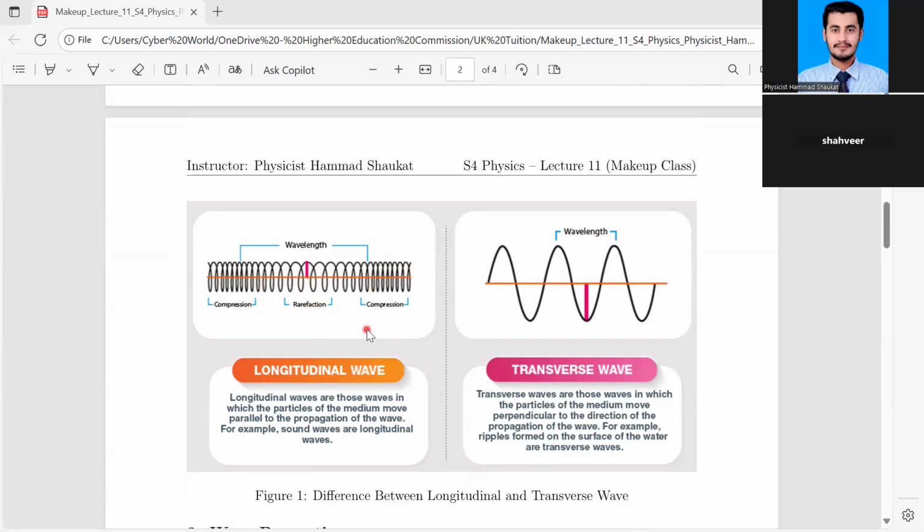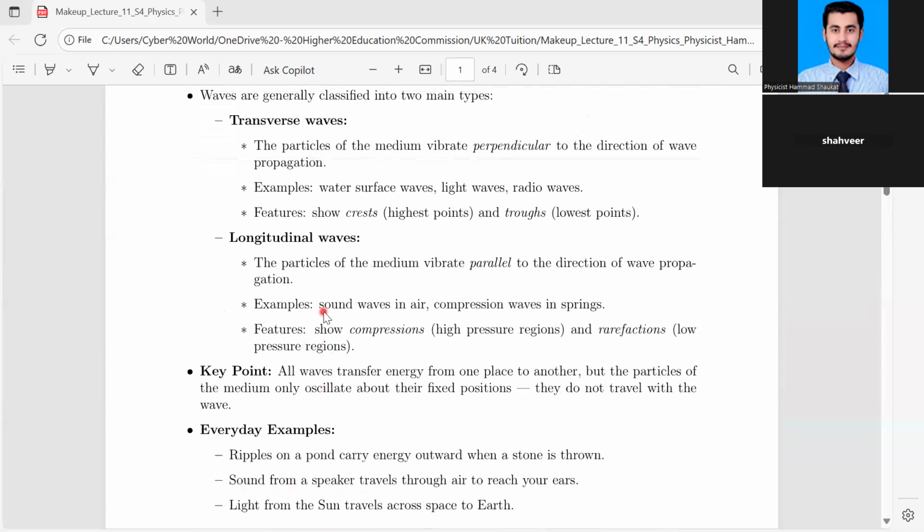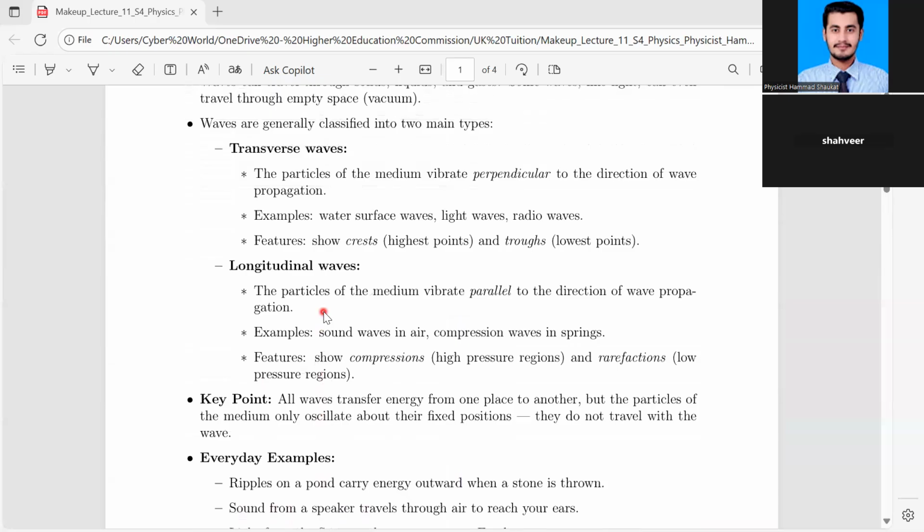In longitudinal waves, there are two further types. The one is the compression, and the second is the rarefaction. Compression, where you can see your molecules close to each other. And here you can see your molecules are somehow far away from each other. This region is known as rarefaction, right? So in longitudinal waves, compression and rarefaction occur. But in the case of transverse waves, crest and trough occur.